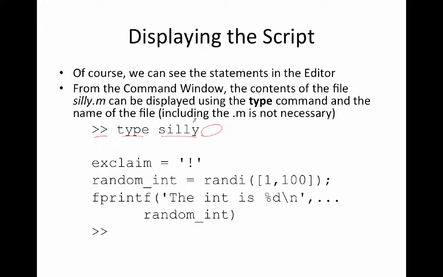Notice not the .m at the end, just type silly, and that gives you a blank line first of all, and then it shows the actual lines that are stored in the code file, the 2 assignment statements and then the fprintf, and then we get the command prompt again. So again, the type command can be used to see the contents of a code file.